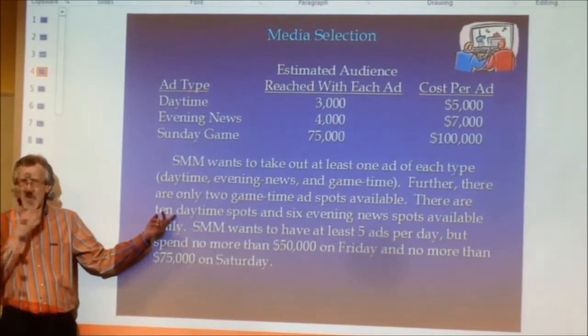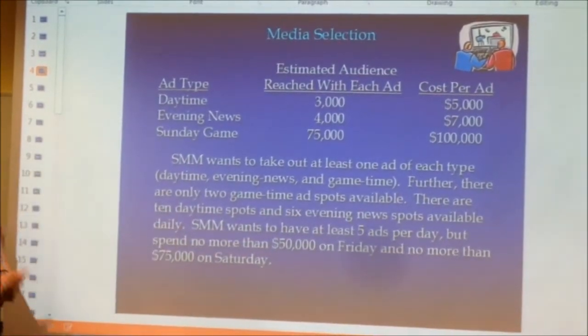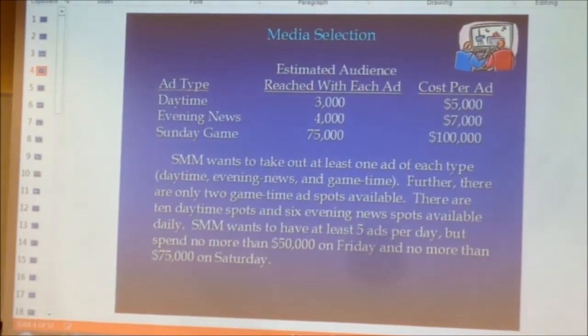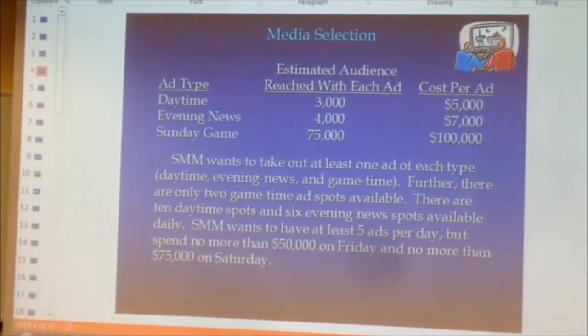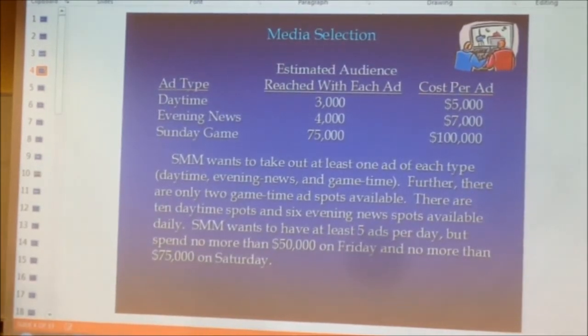Is that 4? The 6 evening spots daily. Take each evening variable. Friday evening, less than equal to, I forgot already, 6. Saturday evening, less than equal to 6. Sunday evening, less than equal to 6.